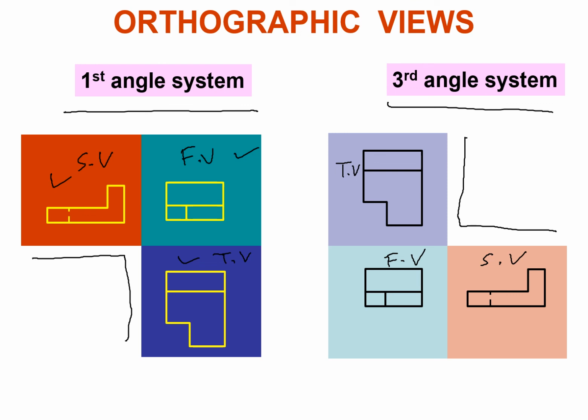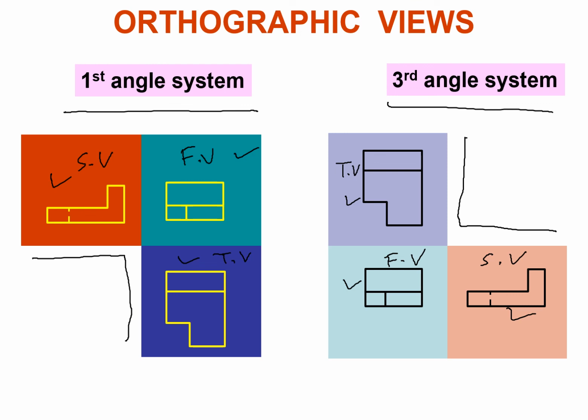And here on the bottom left there is the front view, and then on the top there will be the top view, and then on the side there will be the side view. So that is called the third angle projection system. And now you know how these projection systems work, and the theory behind them.